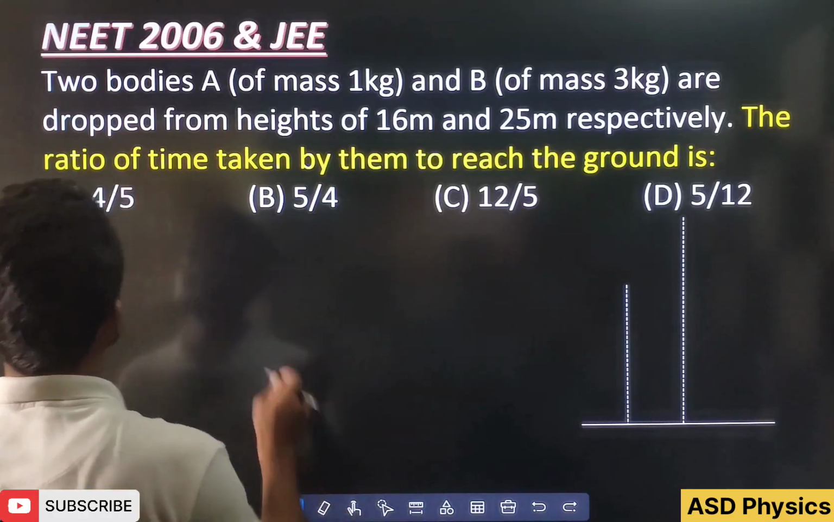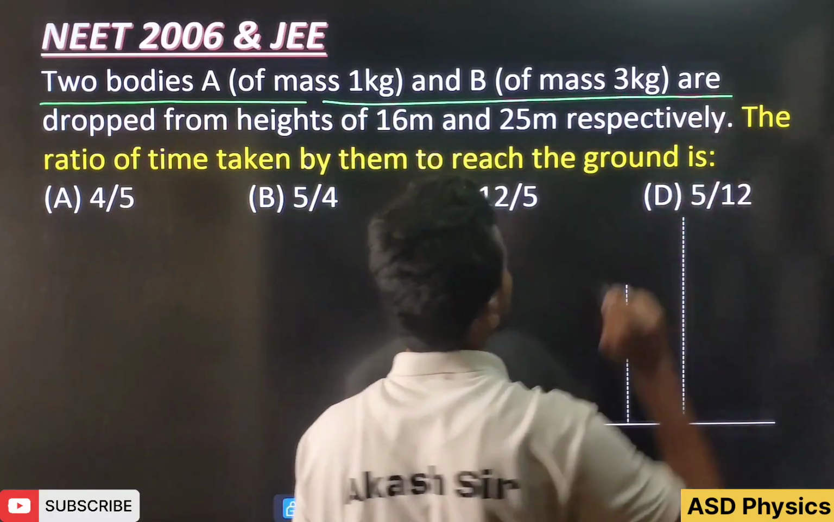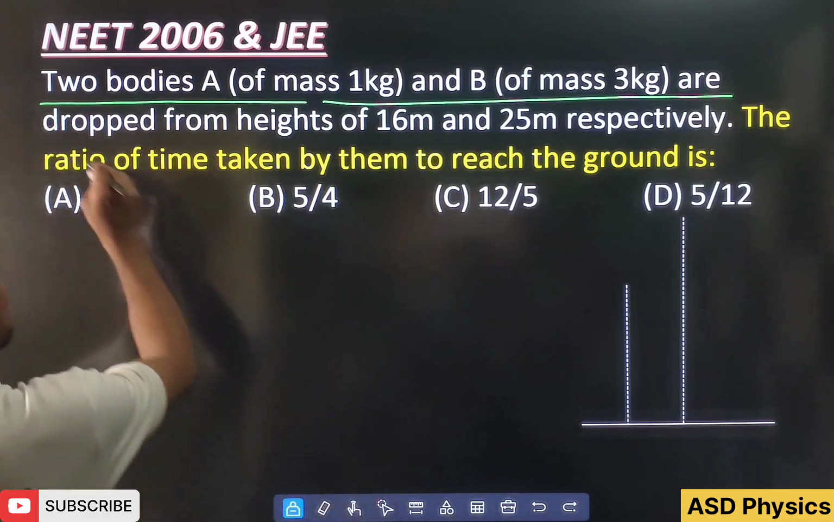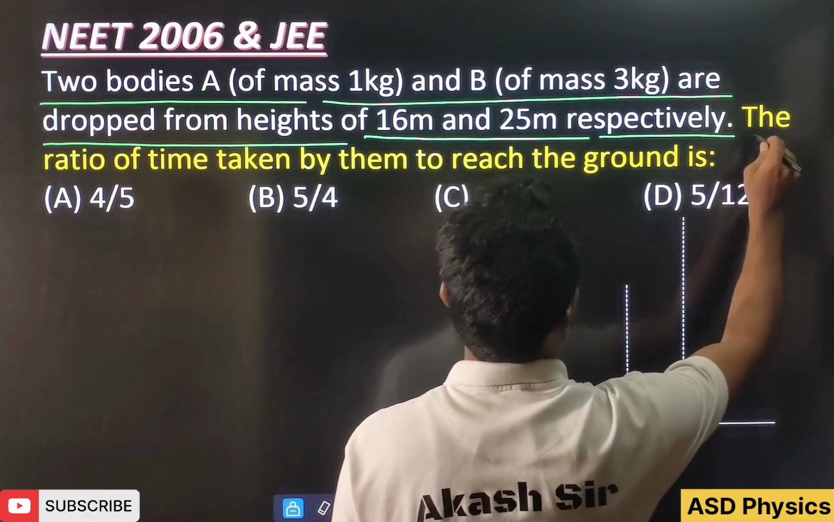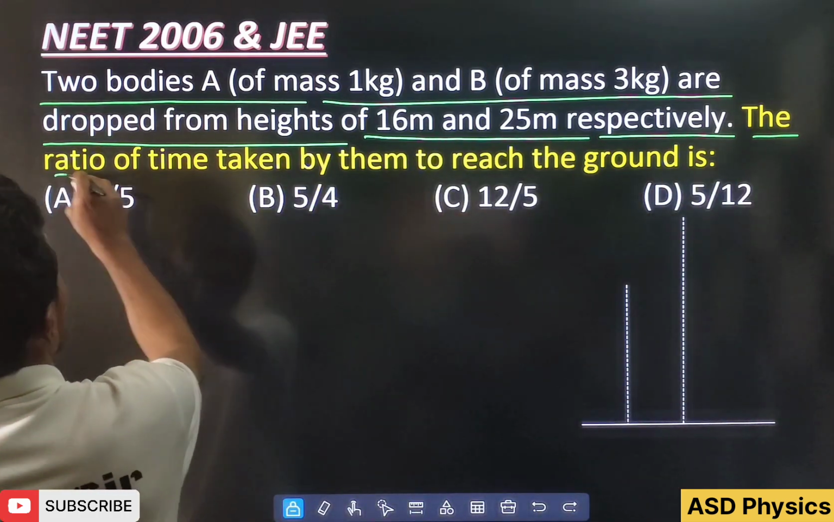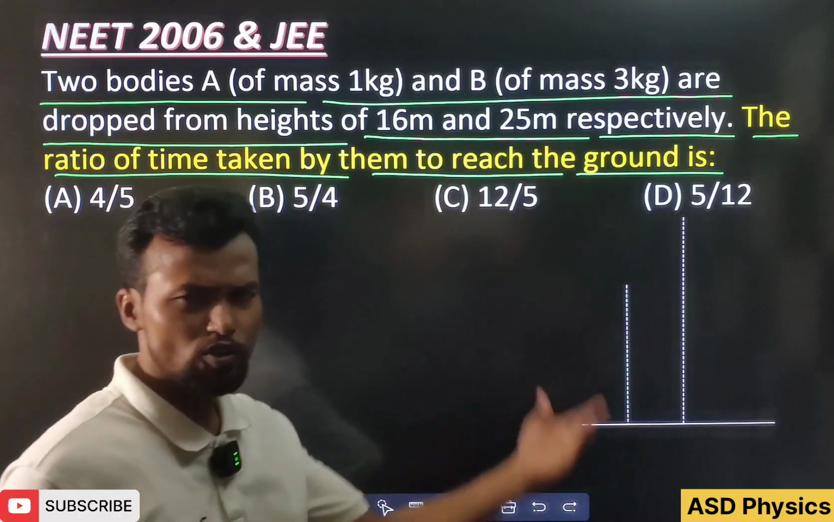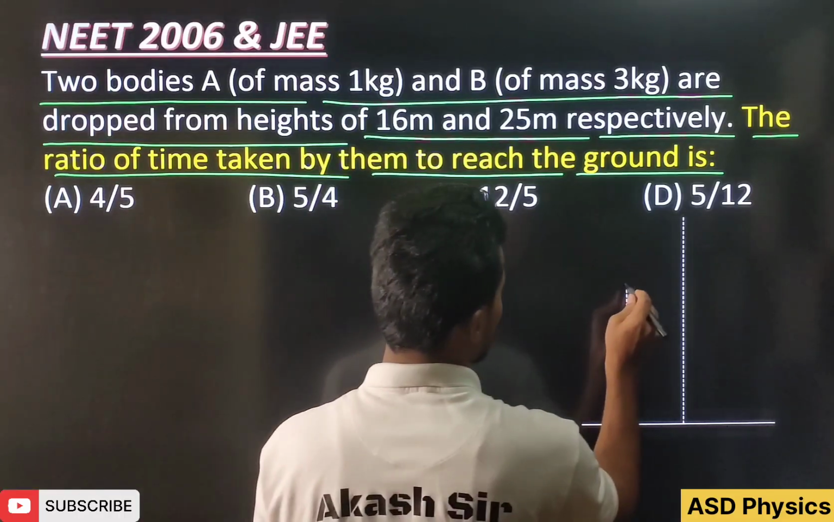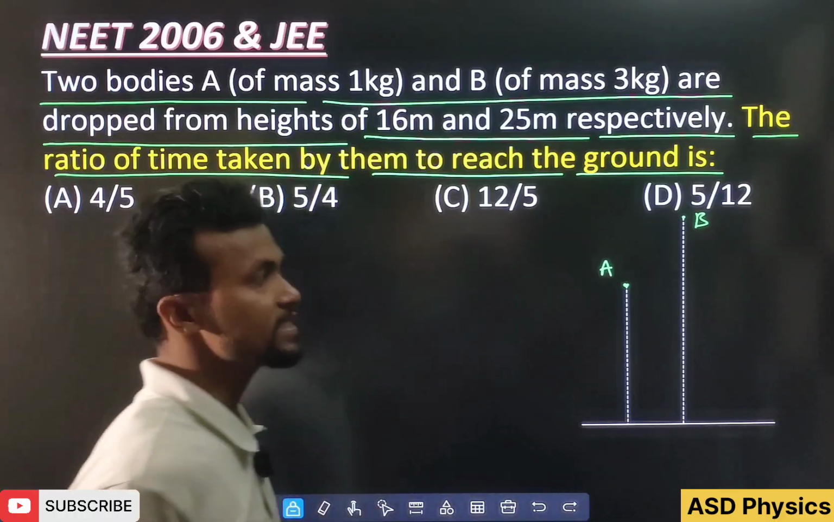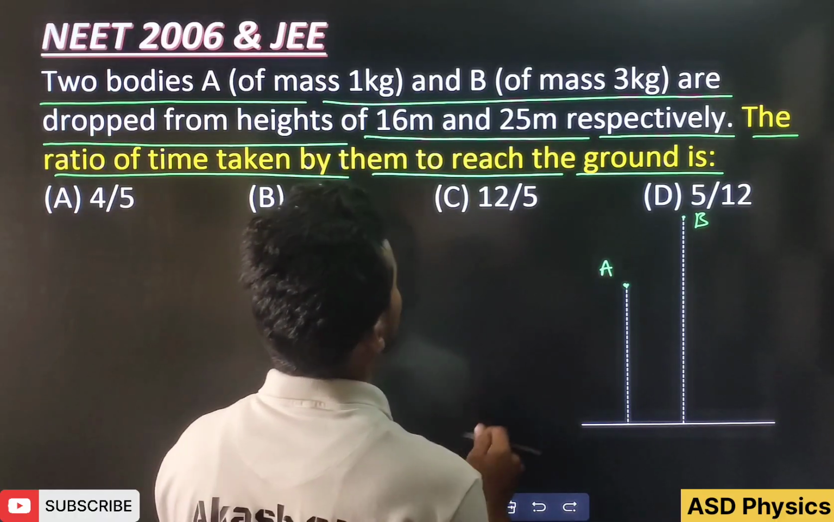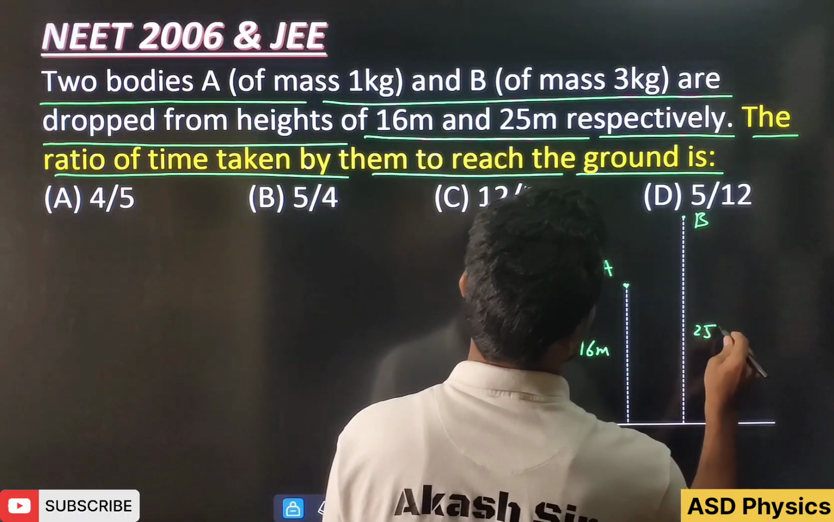The question is, let's see here. Two bodies, A of mass 1 kg and B of mass 3 kg, are dropped from heights of 16 meter and 25 meter respectively. The ratio of time taken by them to reach the ground, that is called the time of descent, is? So let's take here, for example, this is ball A and this is ball B. And how much heights are there? Let's take here, this height is 16 meter and this height is 25 meter.